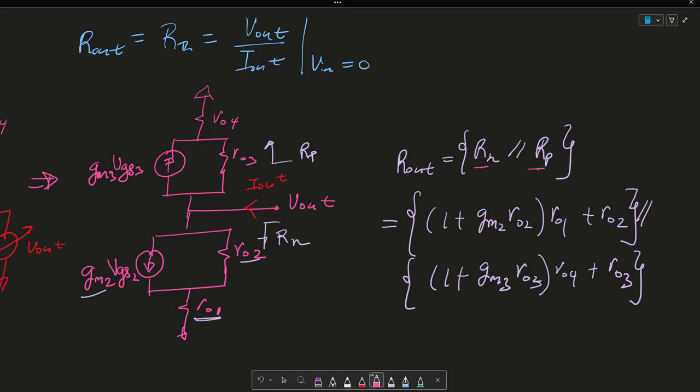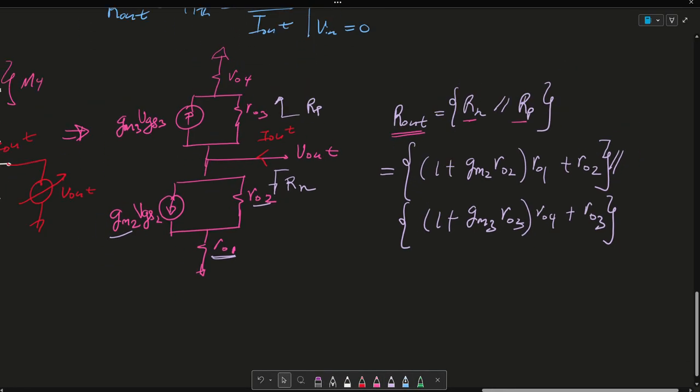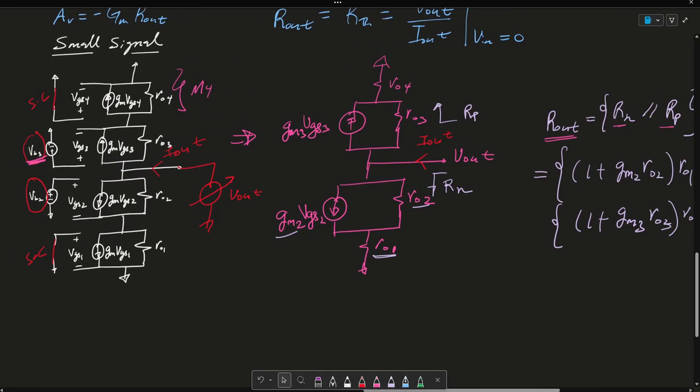And again, this RN and RP equation is pretty complex to prove, but I have proven these in both part 1 and in the common source with source degeneration video. So please make sure to check that out. So this makes sense. But again, this is the complete equation for RN and RP, and this is your R out.